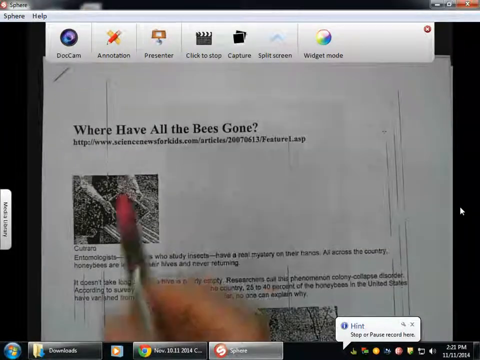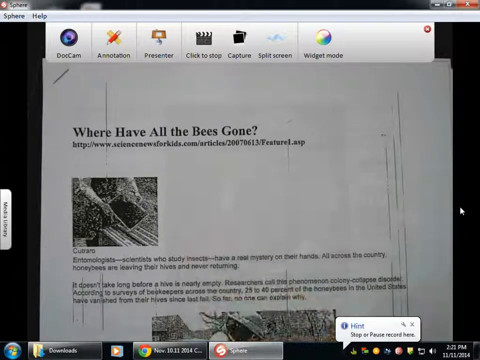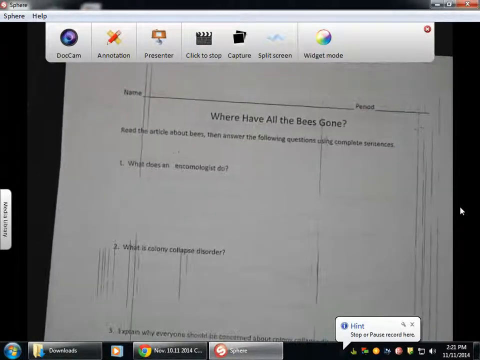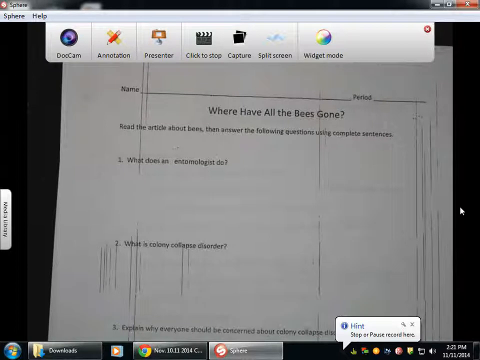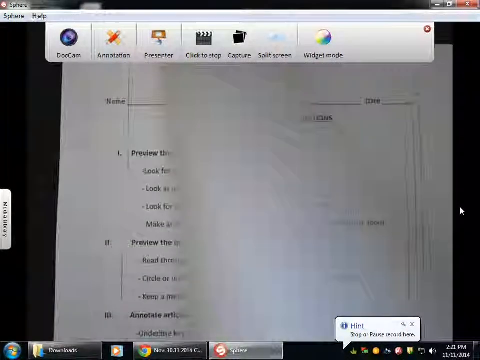Okay, if you remember a little while back, you read this article, Where Have All the Bees Gone? The point of reading this article and answering the questions was not only to learn a little bit about where the bees have gone, but also I was pre-assessing you on how well you were able to answer text-dependent questions. You had 10 questions to answer after reading the article.